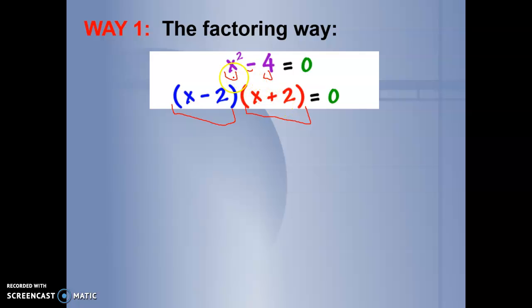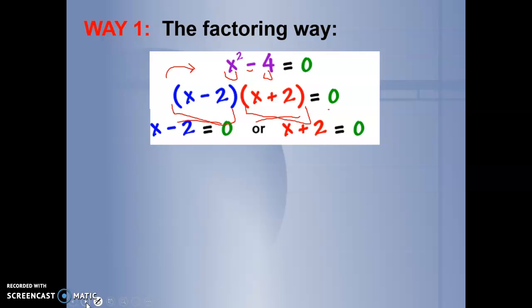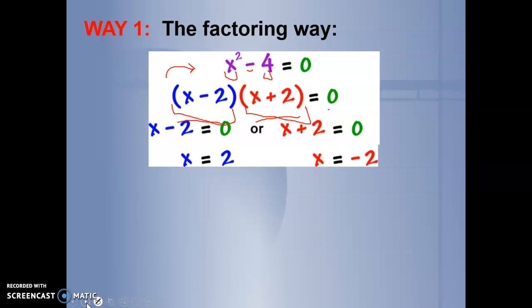Factors, remember, are just things that we multiply. And if we were to multiply this back out using FOIL, first, outside, inside, last, that would bring us back to our original quadratic equation of x squared minus 4. So we can split it into its factors. We can then set each factor equal to 0, because if this blue factor times this red factor equals 0, then one of these has to be 0. According to our zero product property, if you multiply two things and get 0, one of them has to be 0. So we're going to set both equal to 0, either x minus 2 equals 0 or x plus 2 equals 0, and then solve for x. When we do that, we get x equals 2 or x equals negative 2.